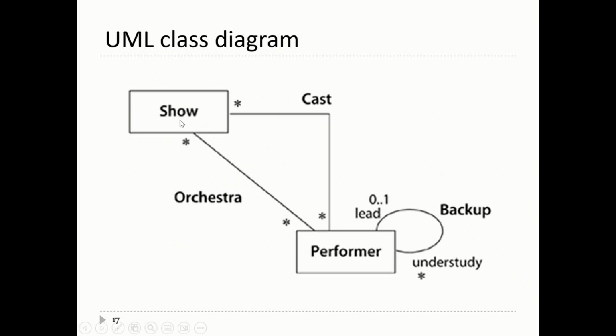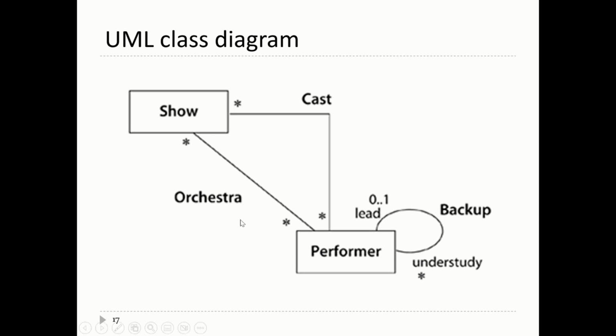And this is a more complicated example of a UML class diagram. If you refer to the course notes, this picture is in the course notes and it tells you where it comes from. It comes from a standard textbook in object-oriented programming. So this class diagram is trying to show the relationship between a class called show and a class called performer. Show is a class that represents a musical show or some sort of Broadway show. Performer is just a performer in that show.